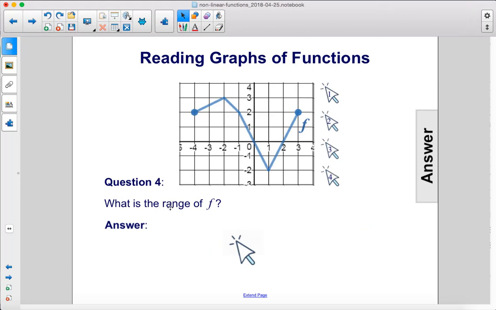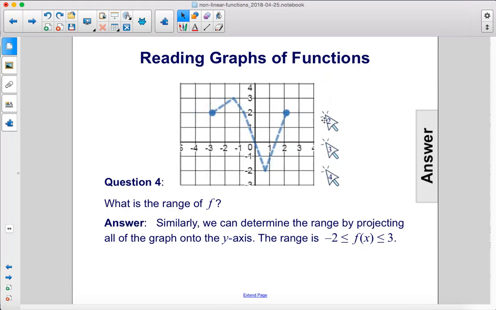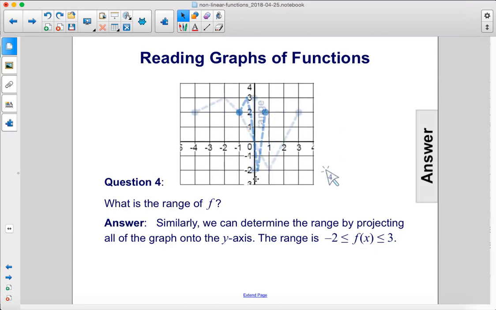What is the range of f? Similarly, we can determine the range by projecting all of the graph onto the y-axis. The range is -2 is less than or equal to f of x is less than or equal to 3. So we can flatten the graph out along the y-axis. And finally, we see it's this line here from -2 to 3. So those are all of the possible y values.